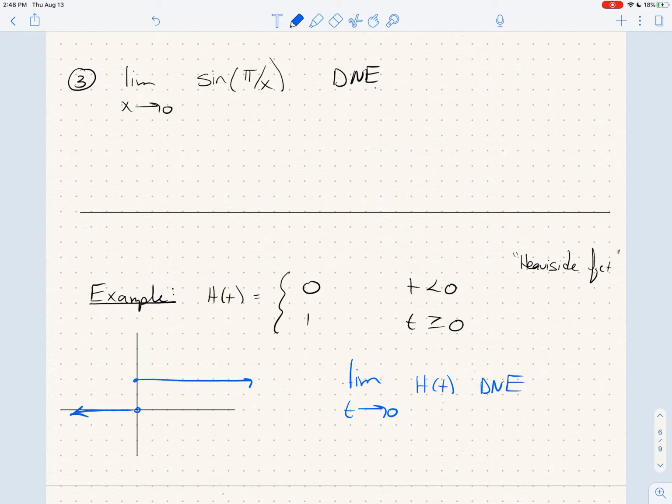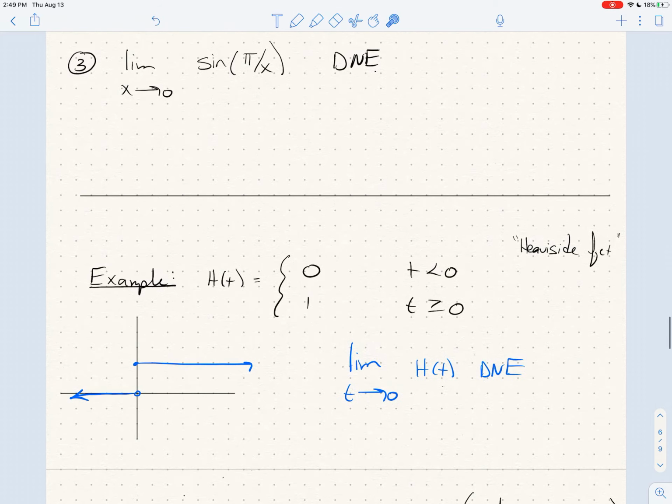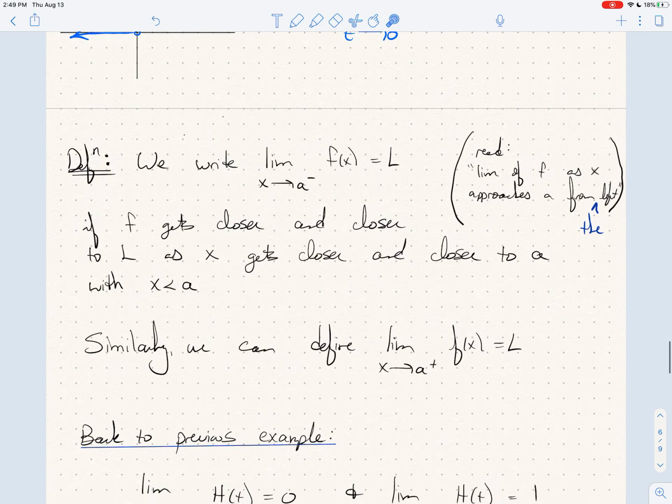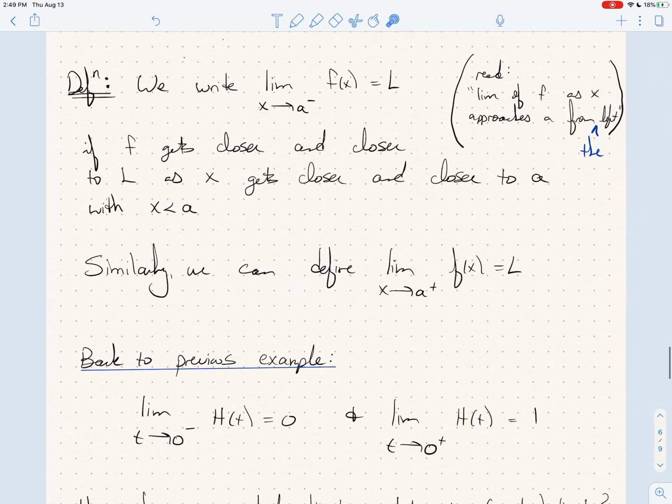But think with me. If I just go to 0 from the right-hand side, then the limit is just 1. The y value is getting closer and closer to 1 because it is 1. And if I go to 0 from the left-hand side, then the limit is 0 because the function is not just getting closer and closer to 0, it is 0. And so that really raises an interesting issue that we want to talk about. So I'm going to introduce to you one-sided limits.